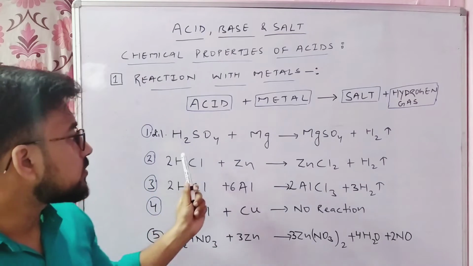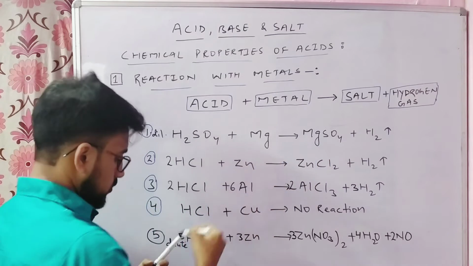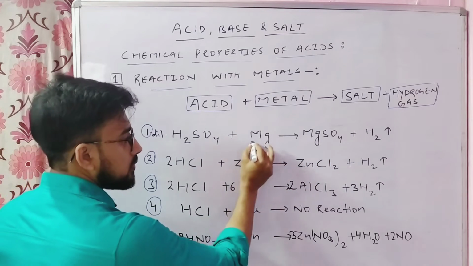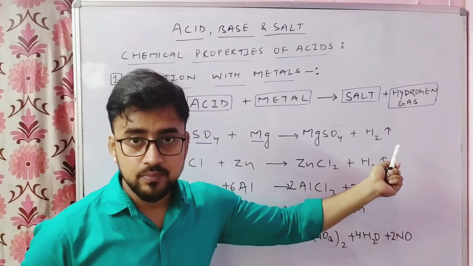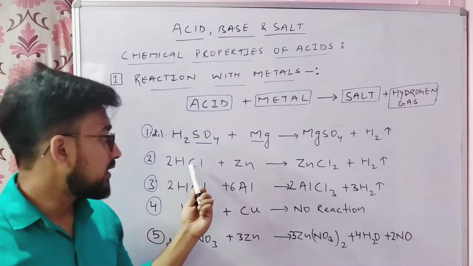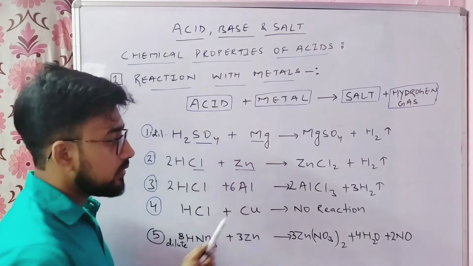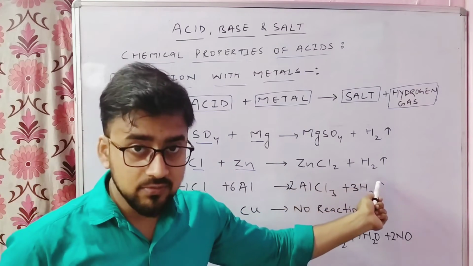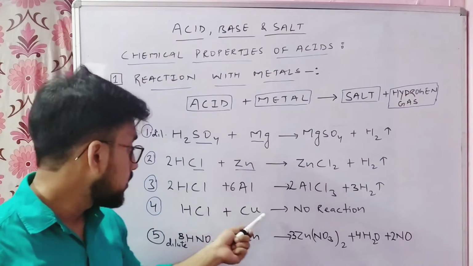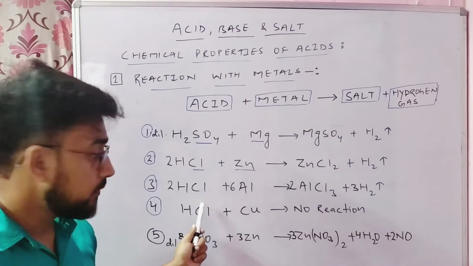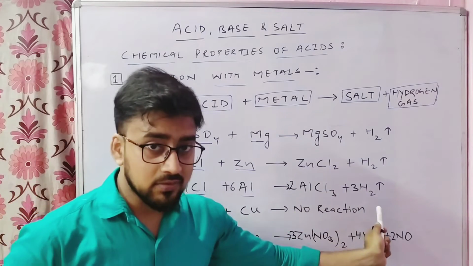When dilute sulfuric acid reacts with metals like magnesium, magnesium salt is produced. Magnesium reacts with the sulfate to form magnesium sulfate, and hydrogen gas is released. Next, when hydrochloric acid reacts with zinc, it forms zinc chloride, ZnCl2, and again hydrogen gas is released. In the third case, when aluminium, which is also an active metal, reacts with HCl, aluminium chloride salt is produced and hydrogen gas is released.